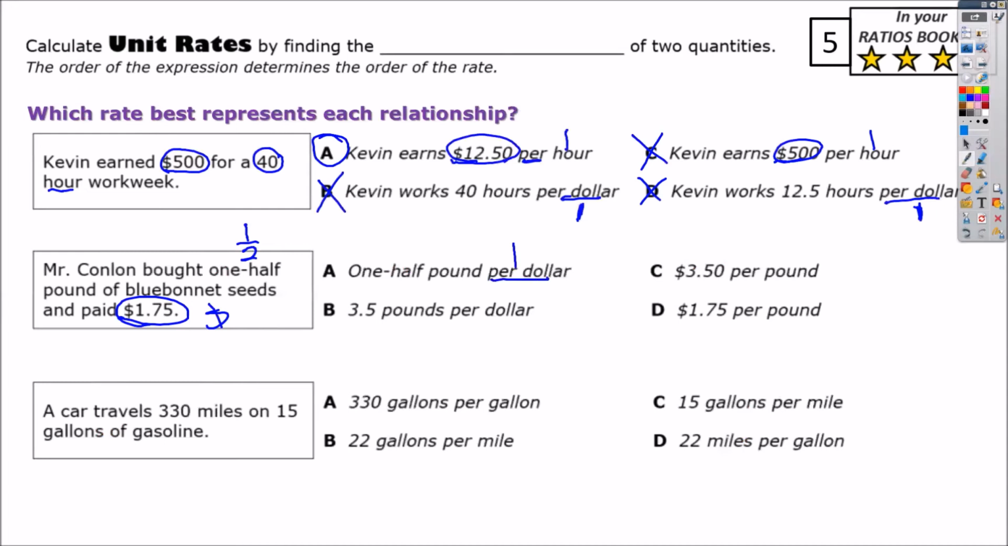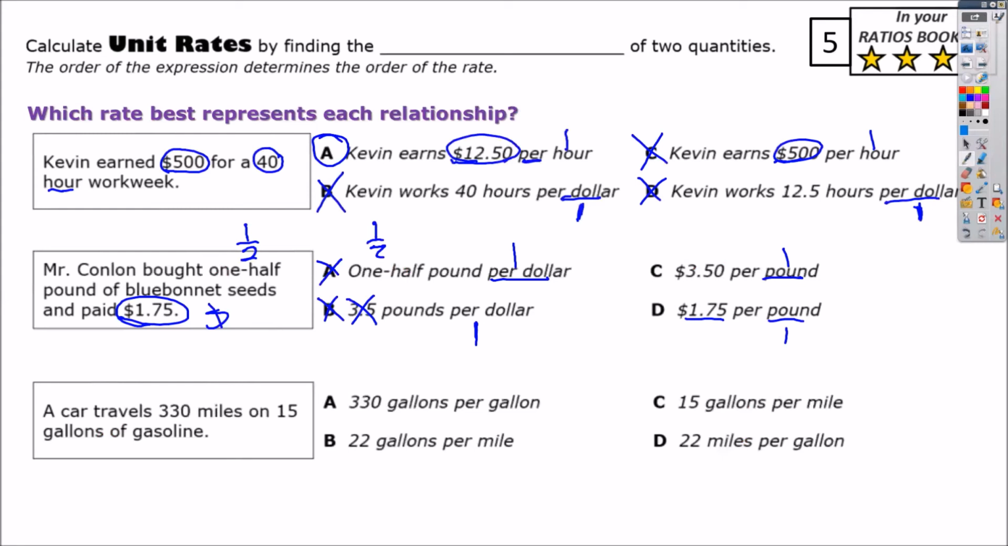Per dollar, 1/2. Okay, it's more. Here, dollar. Money is more than the pounds? No, it's not. Is the money more than the pounds? Yes. Oh, I love how I said the first one was right when 1/2 is that. Wrong. B. Is the money more than the pound? Yes. So now I've narrowed it down to C and D.